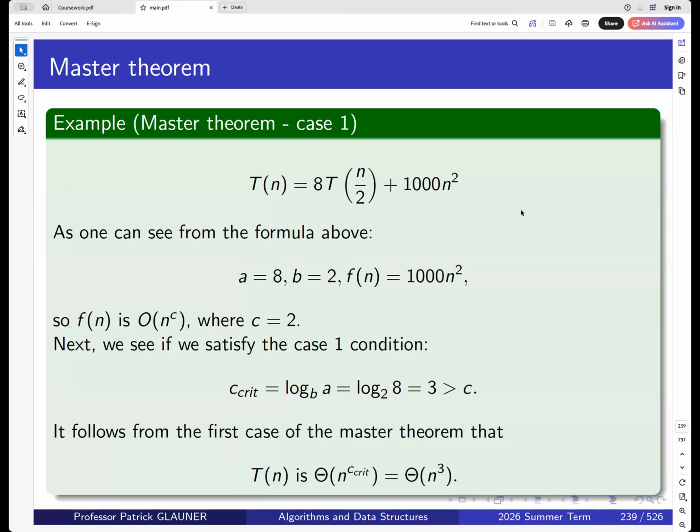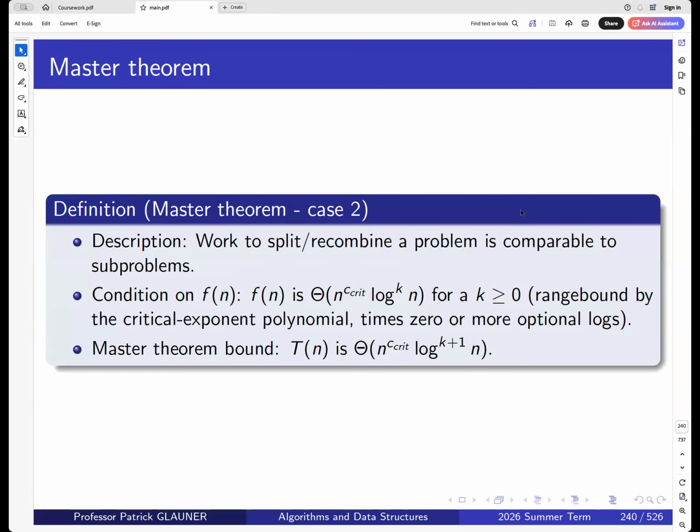and that's the case one example. Now, case two would mean that the work for splitting and recombining, so the work for this f of n, is comparable to the work done in the subproblems. That would be case two.